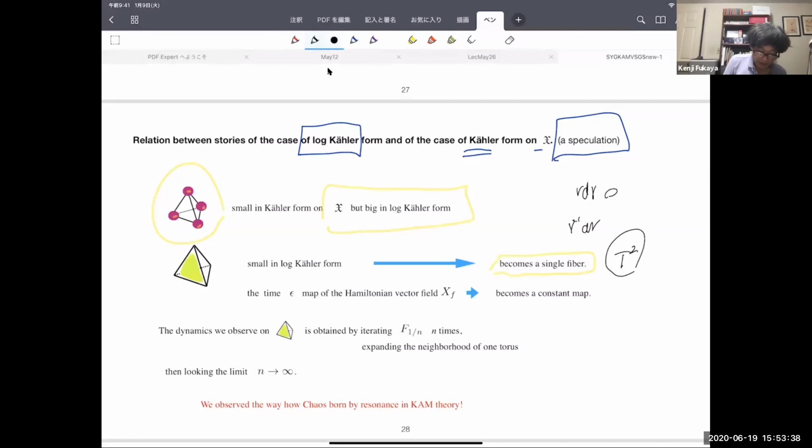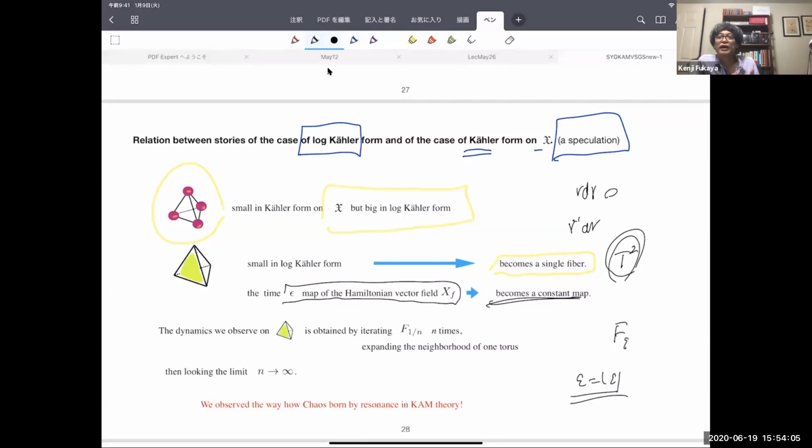So what does this FQ mean? Epsilon is the absolute value of Q. Then FQ, as I said, looks like the time epsilon map of some Hamiltonian vector field. So when epsilon goes to 0, of course, this gets to be a constant map. And in the limit, on this T2, FQ is just a constant map.